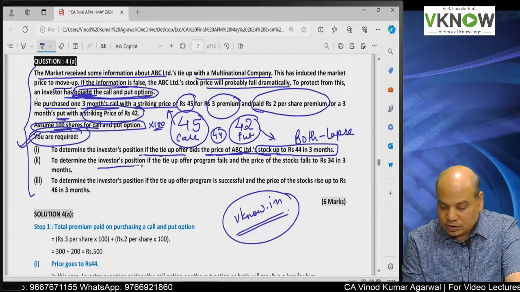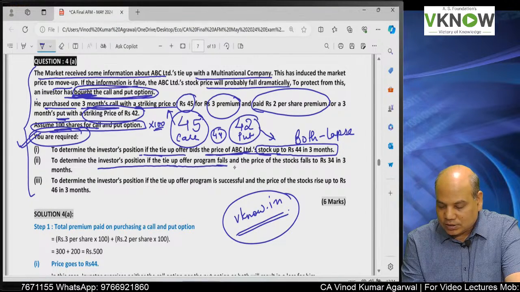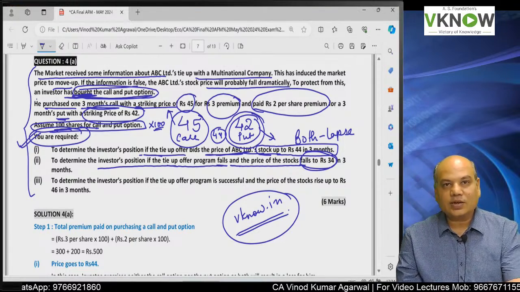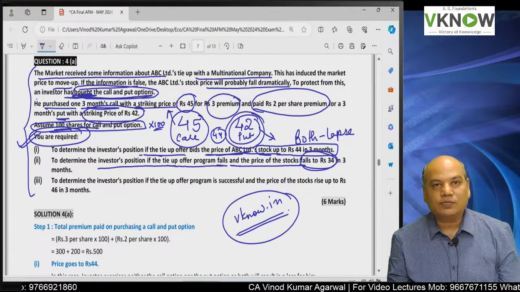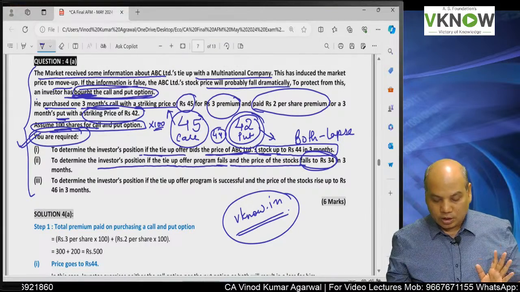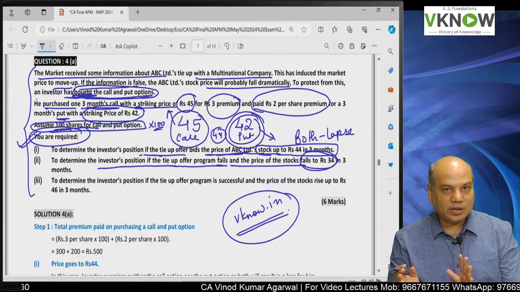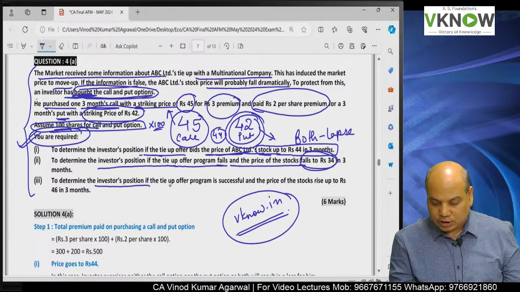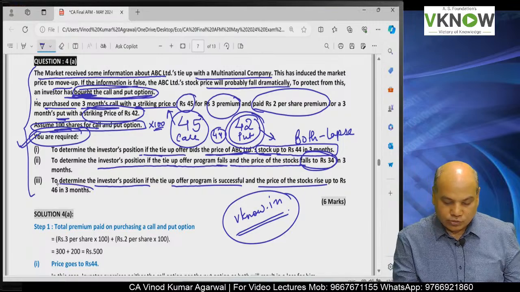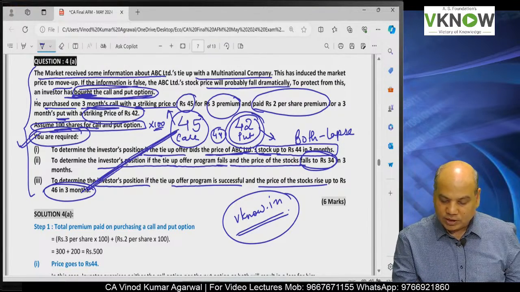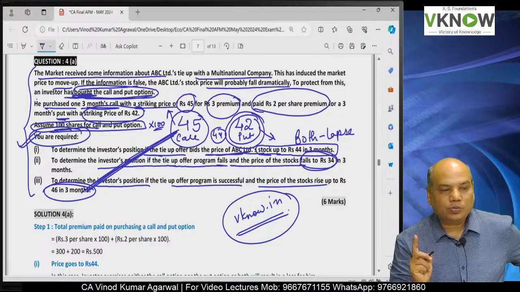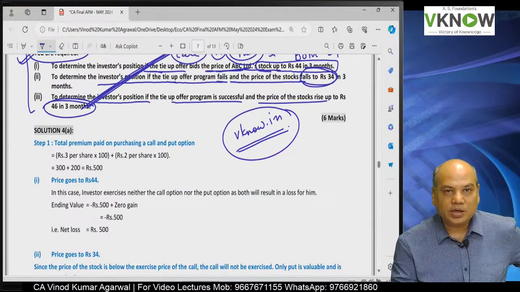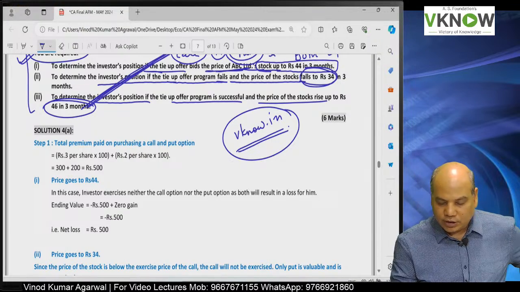Determine the investor's position if the tie-up program fails and the price of the stock falls to 34. Put will become exercisable: 42 minus 34. Call will lapse, and whatever premium you have paid, deduct that, which will give you net profit. And if the tie-up program is successful and the price of the stock rises to 46, call will become exercisable. 1 rupee profit on call, put will lapse. Profit on call minus premium paid is your net payoff. So the answer is very easy.